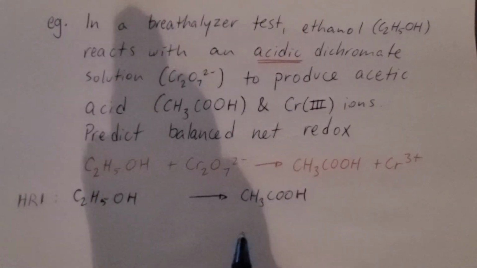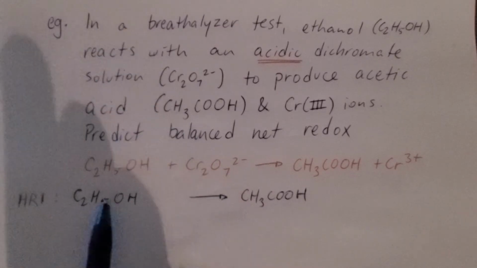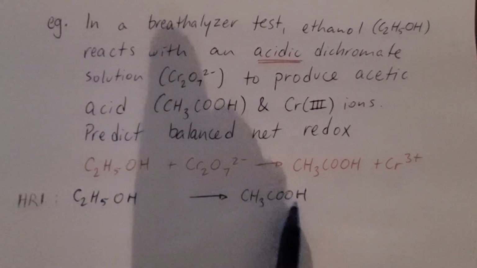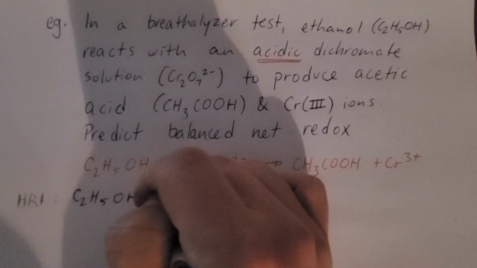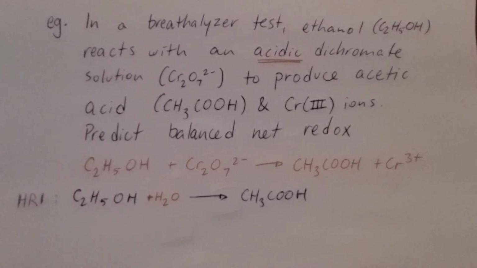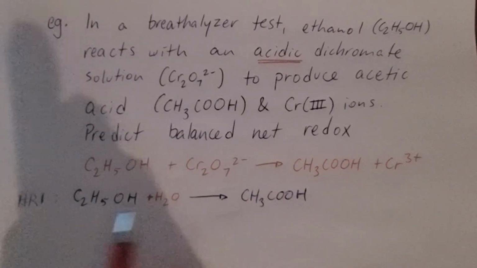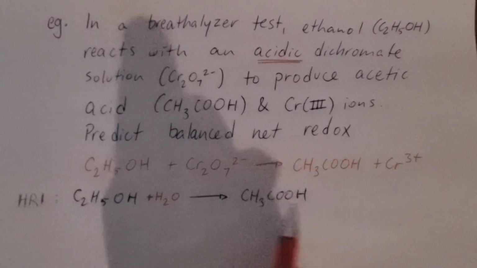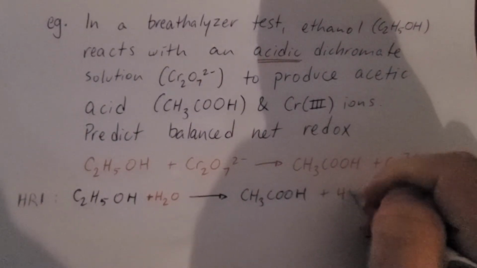Okay, so carbon's good. Next, we balance oxygens by adding water. So I got 1 oxygen, 2 oxygens. So I need to add a water to this side. All right. Now we balance hydrogen by adding H plus ions. So I've got 6, 8 on the left, 4 on the right. So I am going to need 4 H pluses.